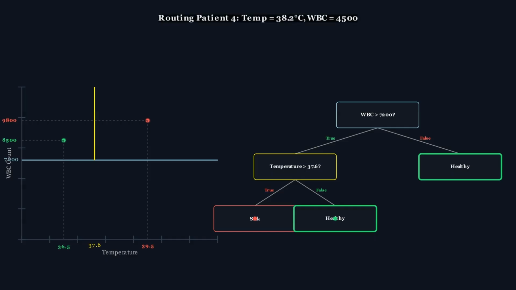And the next patient arrives with temperature 38.2 degrees Celsius and white blood cell count 4500. The tree does its work and gives us the result that the patient is healthy. The tree doesn't even ask the second question. The boundary has already decided. And there's the decision boundary. Three patients, three different paths, three predictions, and all encoded in simple lines.